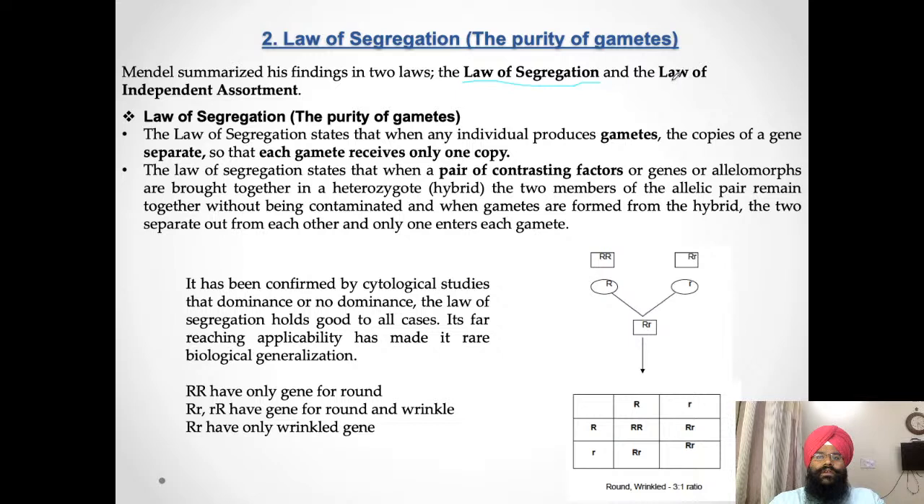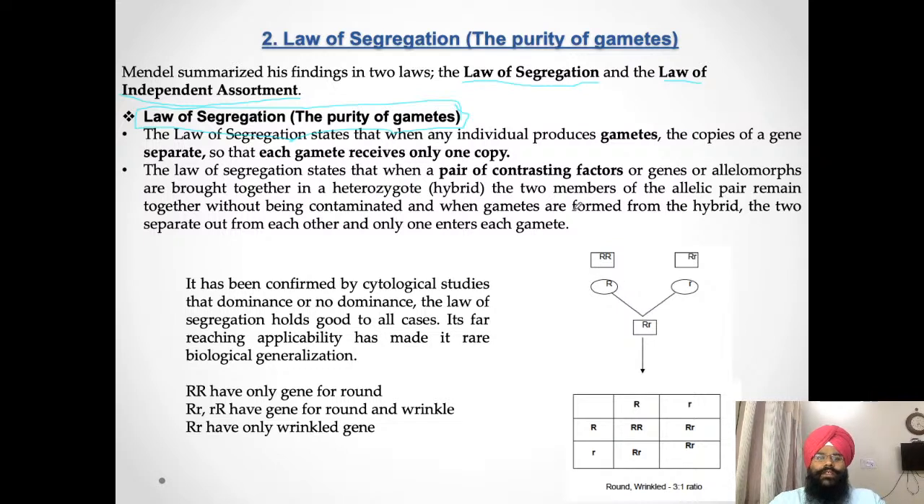Law of segregation and law of independent assortment. So the law of segregation states that when an individual produces gametes, the copies of each gene separate. So if there's capital R and small r, each gamete receives only one copy. That is known as the law of segregation, the purity of gametes.